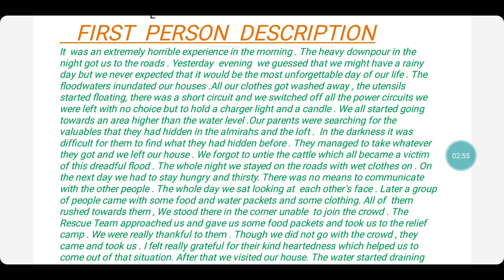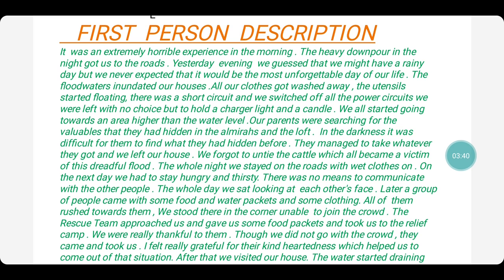The utensils started floating. There was a short circuit and we switched off all the power circuits. We were left with no choice but to spend our night in darkness. We had to hold a charger light and a candle and spend the night. We all started going towards an area higher than the water level. Our parents were searching for the valuables that they had hidden in the almirahs and the loft. In the darkness, it was difficult to find what they had hidden before. They managed to take whatever they got and we left our house.